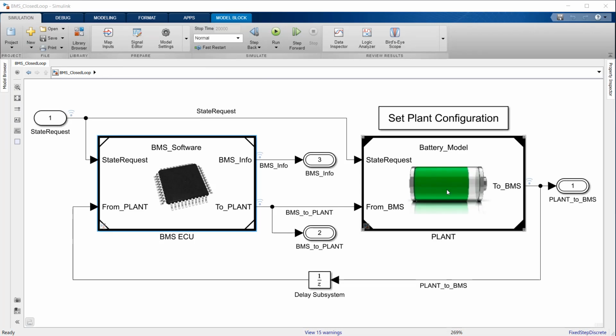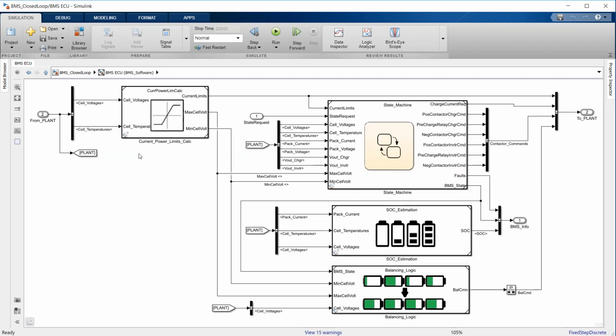Let's now focus on the BMS algorithm. This part of the battery management system monitors, protects, limits, and reports measurements from the battery pack. The subsystem on the left uses individual cell voltages and temperatures to calculate maximum allowable charge and discharge current levels.